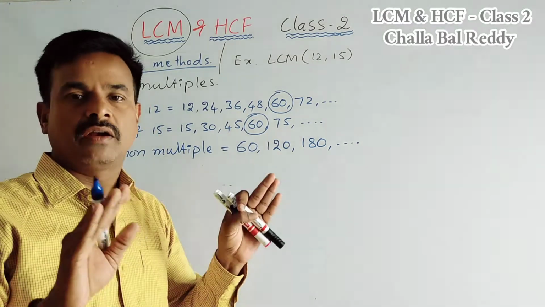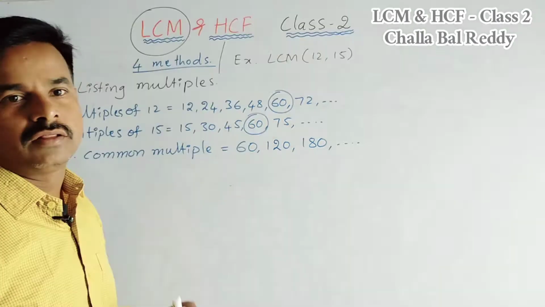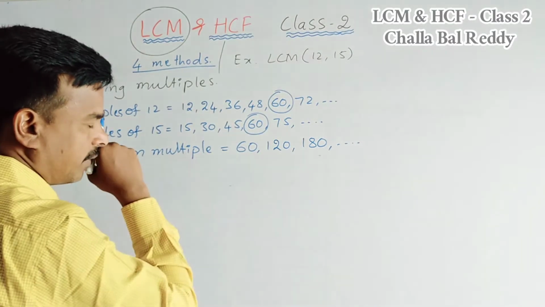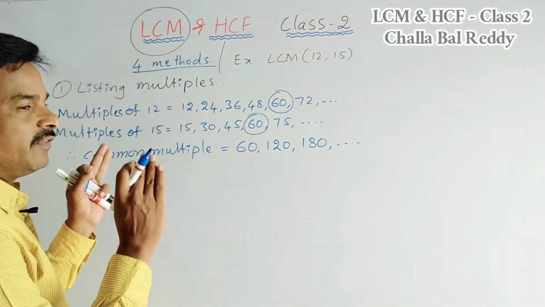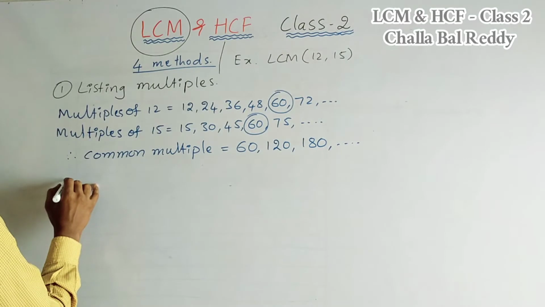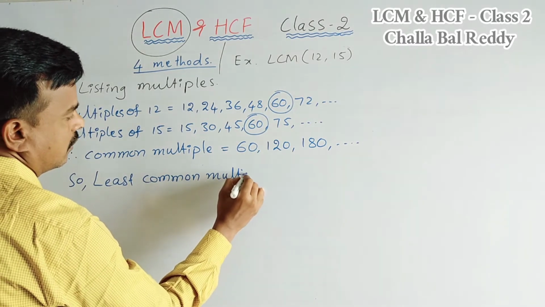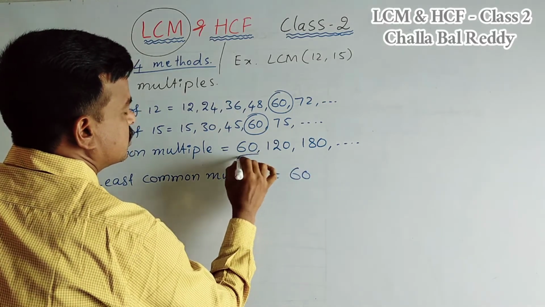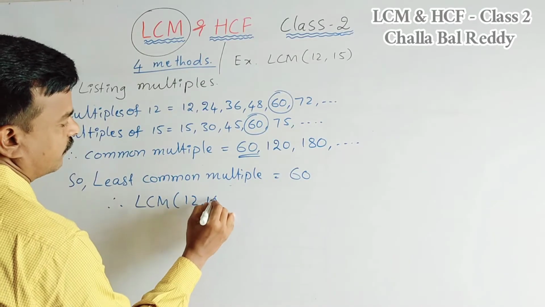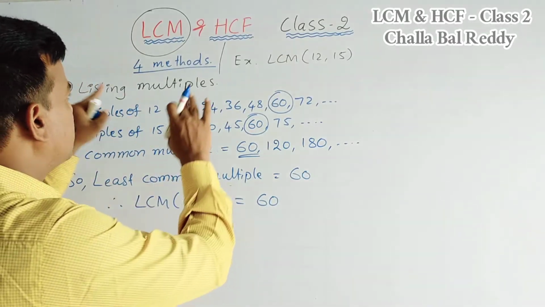Here what I am explaining is that for any two numbers or more numbers, there are infinitely many common multiples. So 60, 120, 180, etc. Next 240 will come. Like that there are infinitely many common multiples. Among those we have to take the least common multiple. So here the least common multiple is 60. This is the least common multiple. Therefore LCM of 12, 15 is equal to 60. The 60 is the LCM of 12 and 15. This is about the first method.